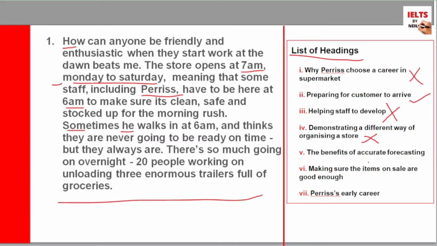The benefits of accurate forecasting. No accurate forecasting is being talked about, so it's a no. Making sure the items on sale are good enough. There are no items on sale in this paragraph, so it's a no. Paris's early career. They are talking about Paris, but they are not talking about the early career of Paris, so it's a no again. Now we are only left with the second one, which is the correct answer for this first paragraph.